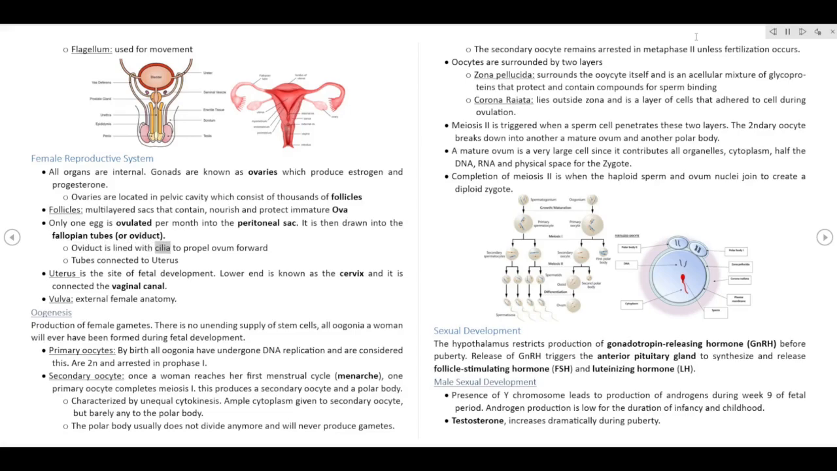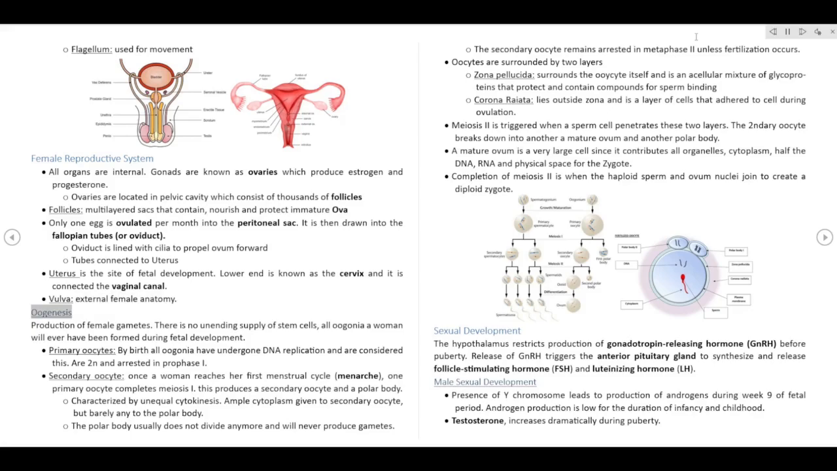It is then drawn into the fallopian tubes, or oviduct. The oviduct is lined with cilia to propel the ovum forward. The tubes are connected to the uterus. The uterus is the site of fetal development. The lower end is known as the cervix, and it is connected to the vaginal canal. The vulva is the external female anatomy.